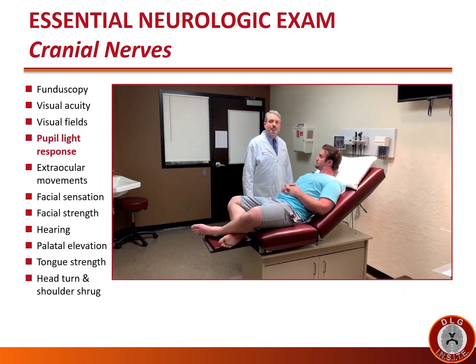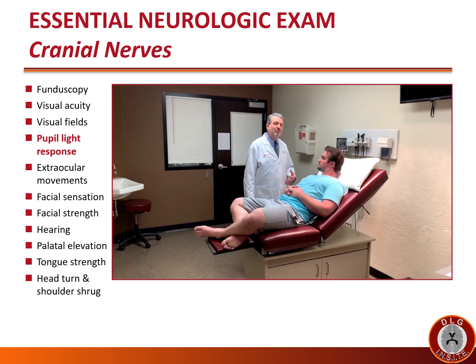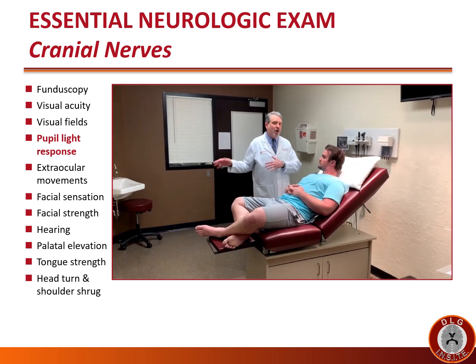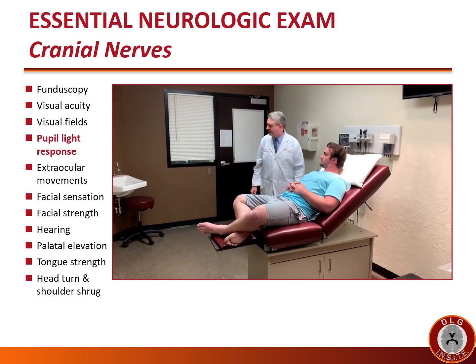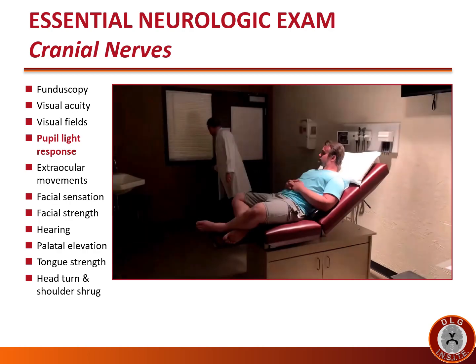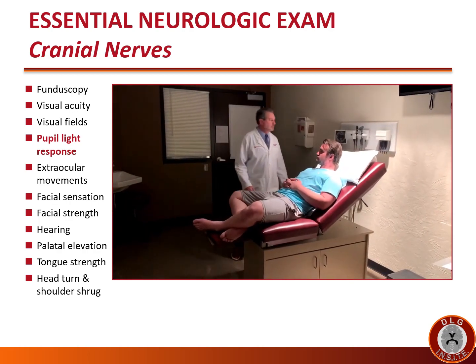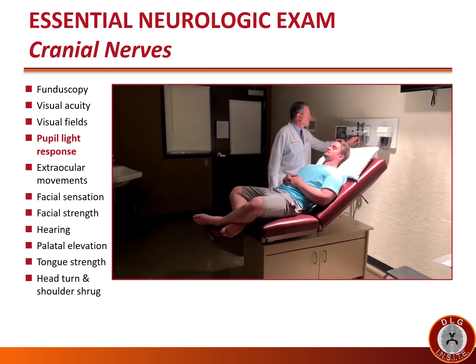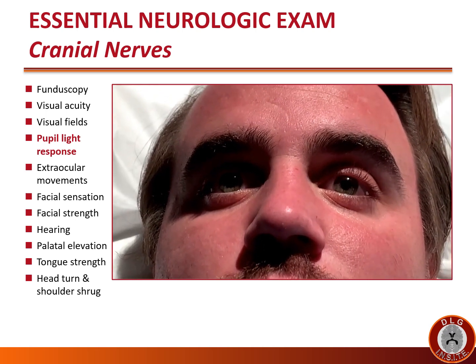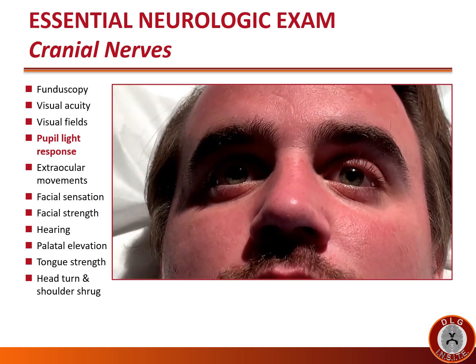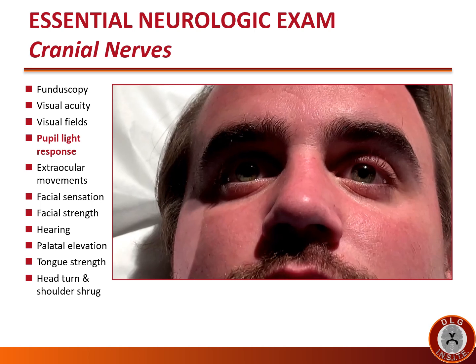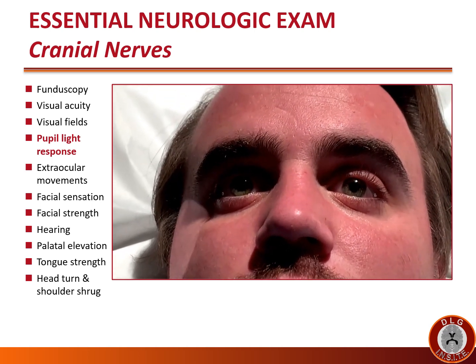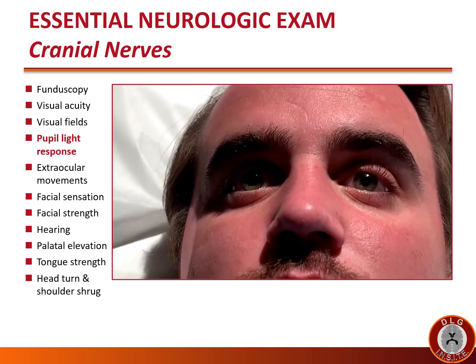Now we're going to test pupil light response. Just like with fundoscopy, one must turn the lights off and have the patient look in the far distance. Okay, sir, look in the far distance up on the ceiling, and you want to come in from the side so you don't block his vision. You don't want his pupils to constrict on something he's seeing. You want to have them be dilated before you put the light in the eye.